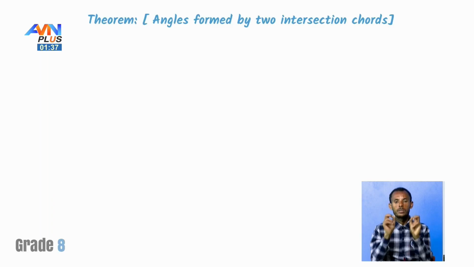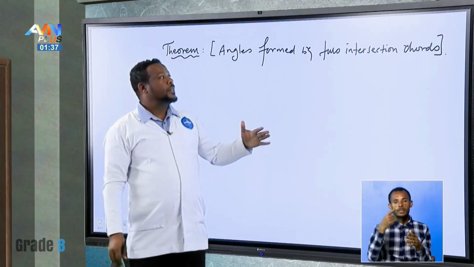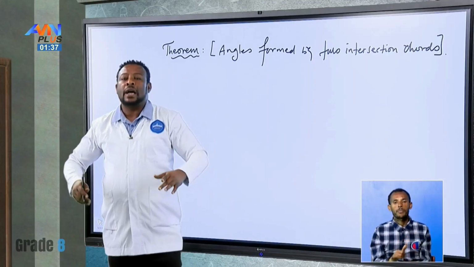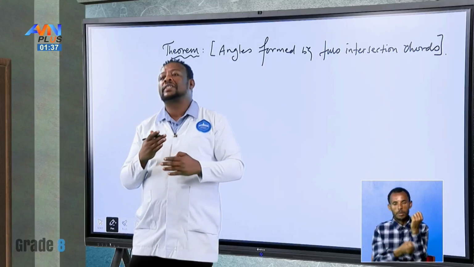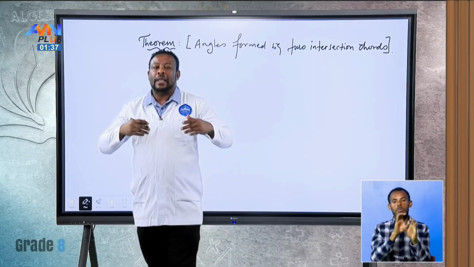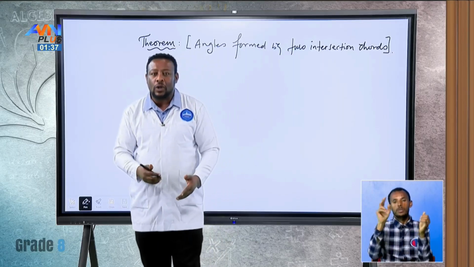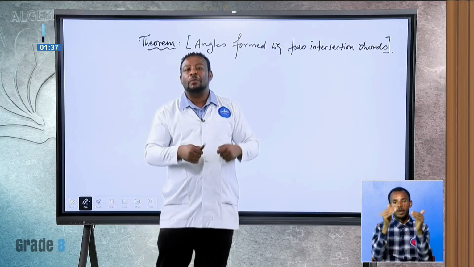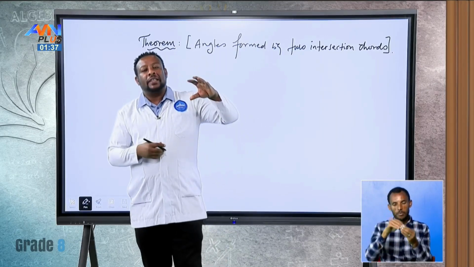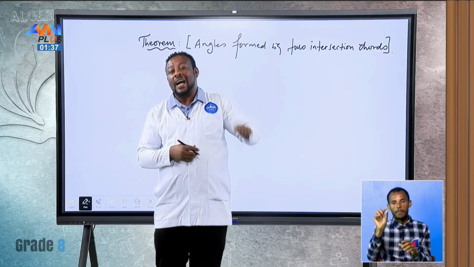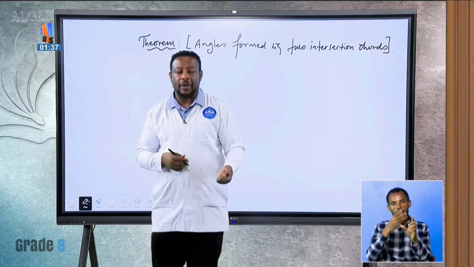This theorem tells us that the measure of an angle formed by two intersecting chords is equal to half of the sum of the measure of the arc intercepted by the angle and the vertical angle.